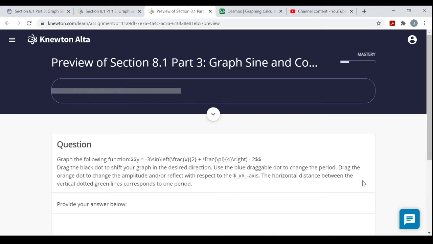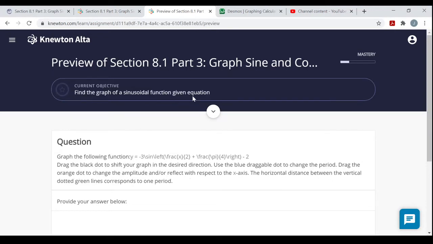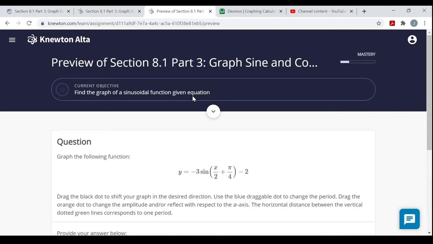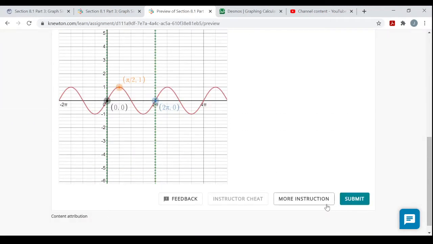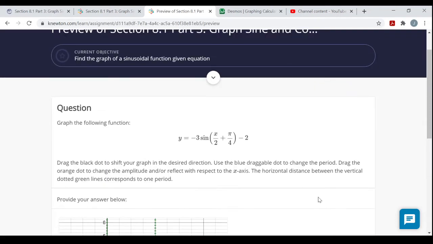All right, next we're going on the other objective, which is actually graphing them. And like I said, I'm going to be going over the same procedure I went over last video on section 8.1 part 2. Graphing with what I call the key value method. If you'd like, you can click on more instruction and graph it the way they graph it.